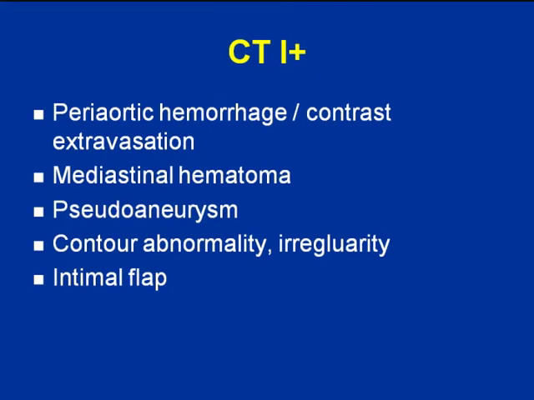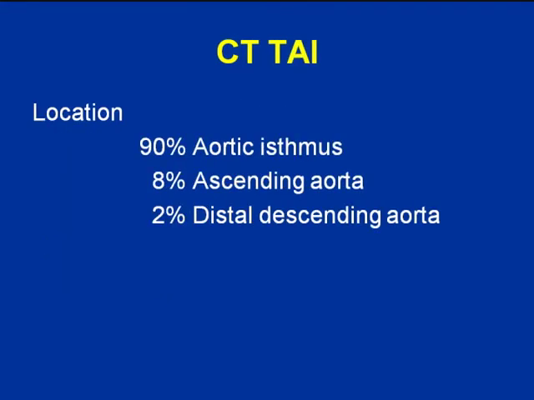Whatever protocol you decide to use, contrast is really a good thing. What we're really looking for is aortic irregularities, periaortic hemorrhage, contrast extravasation, mediastinal hematoma, pseudoaneurysms, and these intimal flaps, which we just saw in the last talk. You really want to look at the aortic isthmus because 90% of the injuries are located here. The ascending aorta to a lesser extent, and injuries of the distal descending aorta are really rare, only 2%.